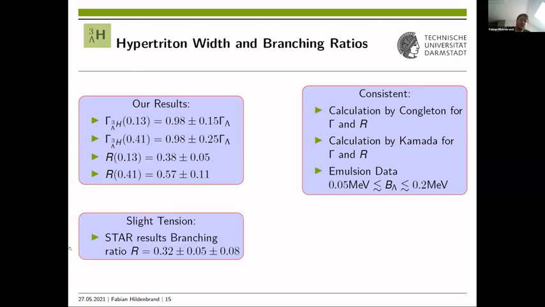Of course, there is some slight tension, as I already mentioned, with the STAR branching ratio of r equals 0.32 and the errors. And there is a calculation already mentioned a few times today, which you will hear a lot about in the next talk, so I skip it here. But in principle, to make it brief, within our error bars, this calculation is also consistent with ours.